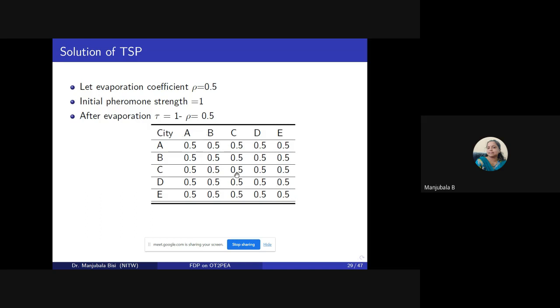The diagonal you can keep blank for simplicity. Because I have copy pasted the matrix, that's why these values are coming. You can keep it blank, or you can keep a hyphen here. We are not doing any calculation on the primary diagonal. So this is the evaporation matrix after the evaporation of the pheromone with respect to the factor rho.